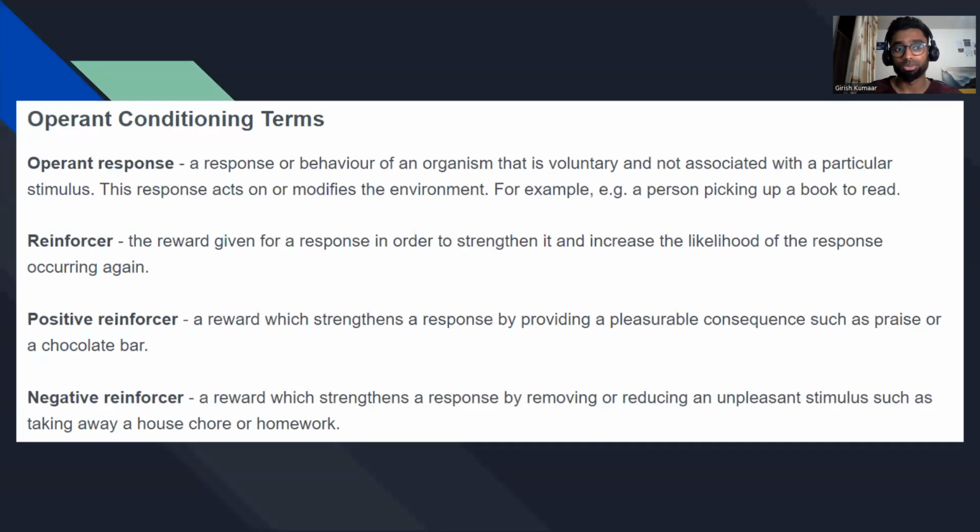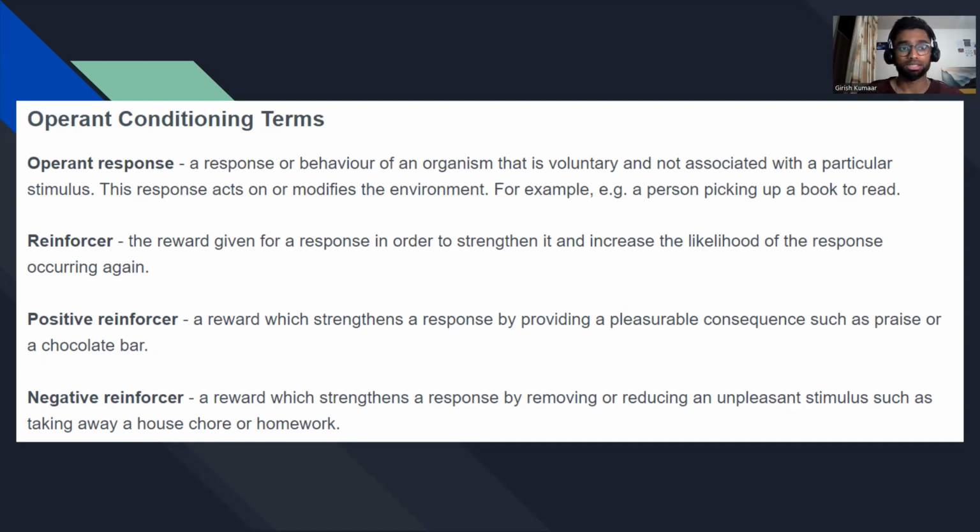Starting with operant response. That's the response, or we can also say the behavior, of the organism that is voluntary and is not associated with a particular stimulus, right? Here we are not setting a stimulus as we discussed in Pavlov's experiment in the previous video. This response acts as a means; basically it modifies the environment. An example is a person picking up a book to read. It's a very simple example. It's an operant response: the action, or what the organism, human being or otherwise, does.